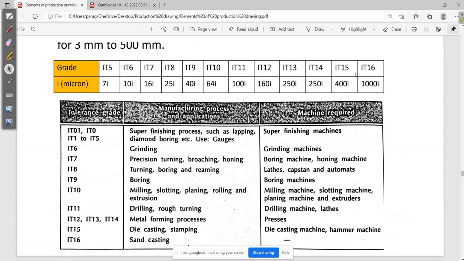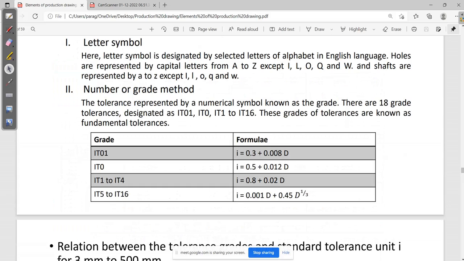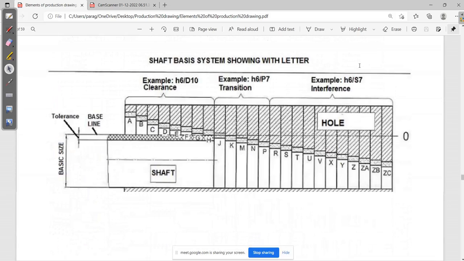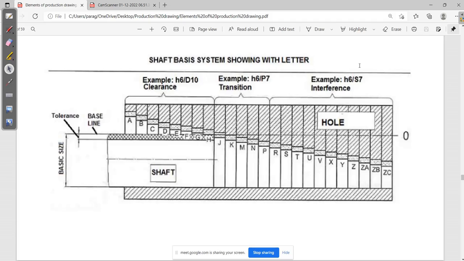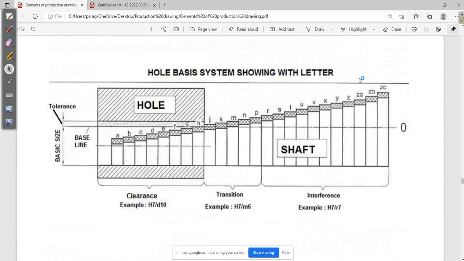Okay, so yesterday we were discussing hole basis system and shaft basis system. So now, can anyone tell me what is hole basis system? Hole basis system means what? Can anyone tell me what is hole basis system?